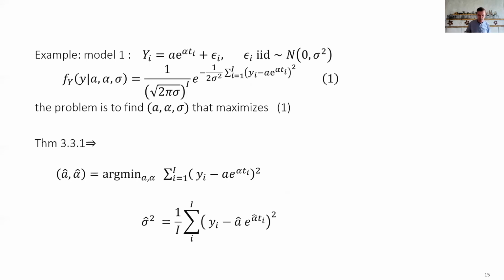Back to our example. The first model, where we assume the growth is such that the error terms are of the same variance at every data point here, then we find sigma that minimizes this. We find alpha hat and a hat that minimizes the square error, and sigma given by this formula.